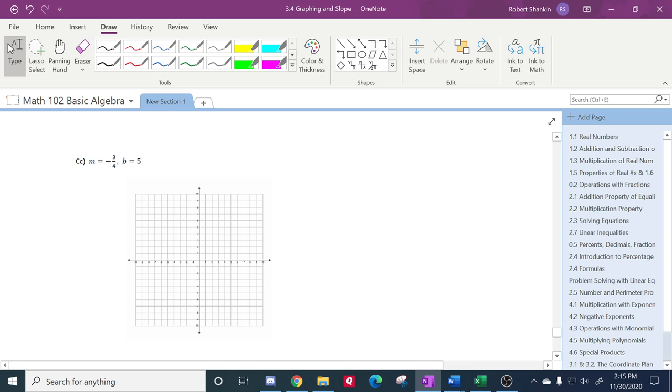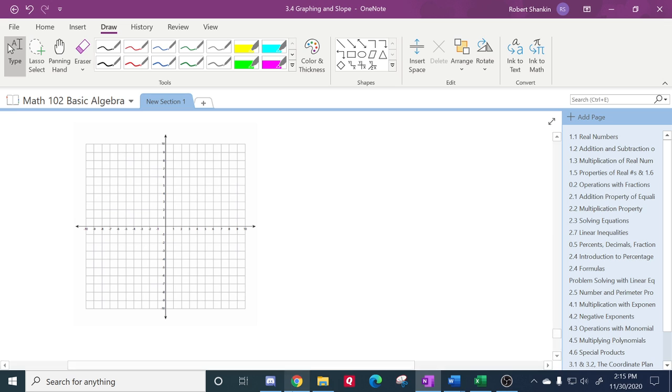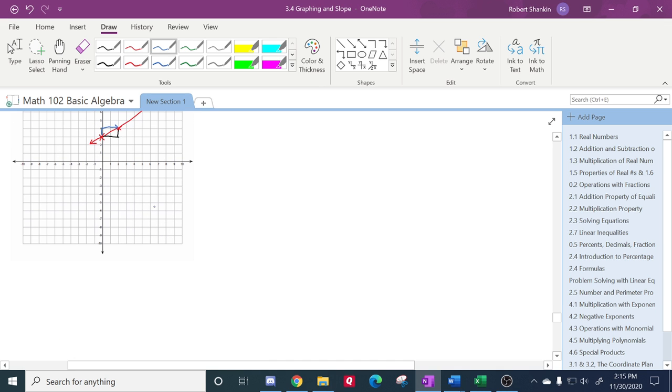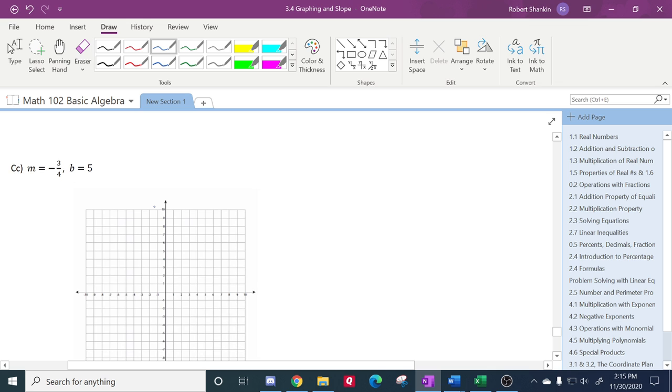So, the y-intercept is 5, the slope is -3/4. This one's a little tricky, and we've run out of time, so I'm going to have to do this right here. The y-intercept is 5. That's the first thing you do. Put a dot in the y-intercept.